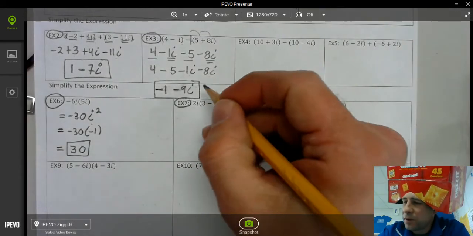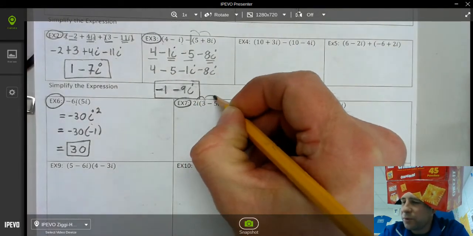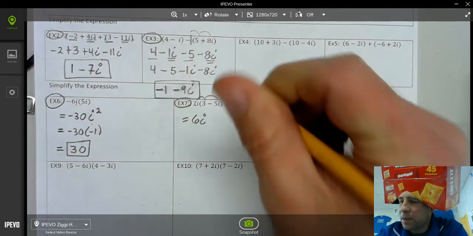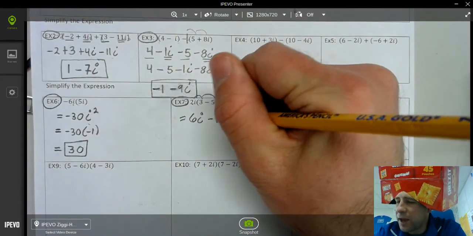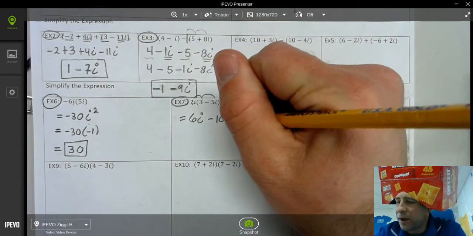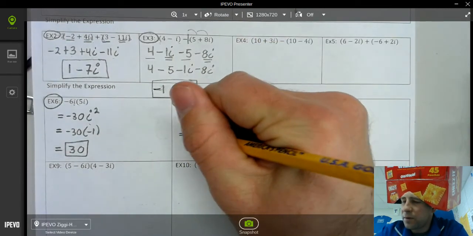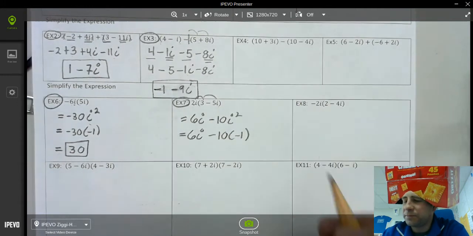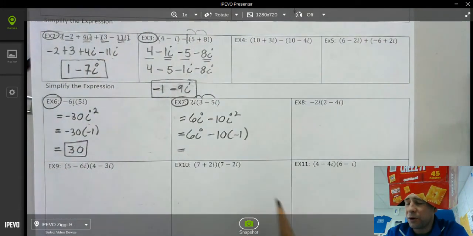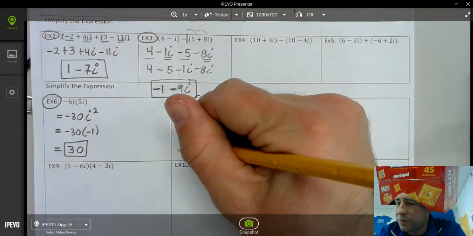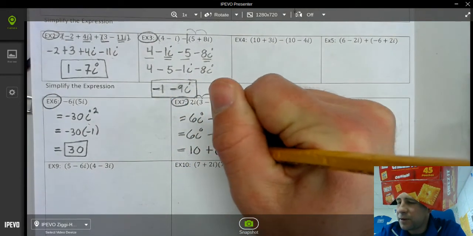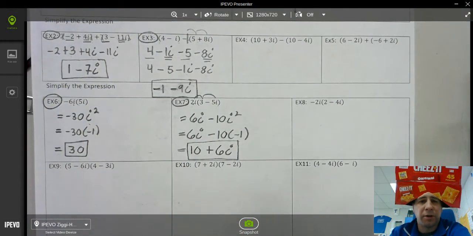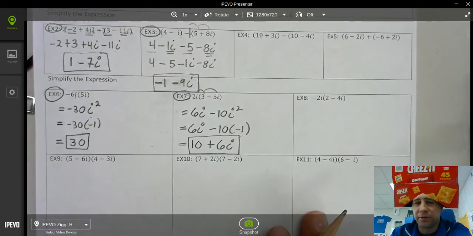All right, example 7. There's a number outside the parentheses, so we need to distribute. So 2i times 3 is 6i. 2i times negative 5 is a negative 10, because 2 and 5, but i times i is i squared. And remember that i squared is negative 1, so that's negative 10 times negative 1. Now, in a complex number, you always put the real number first. So negative 10 times negative 1 is a positive 10 plus 6i. All right, and then you can do example 8, and I'll go over that in class tomorrow.